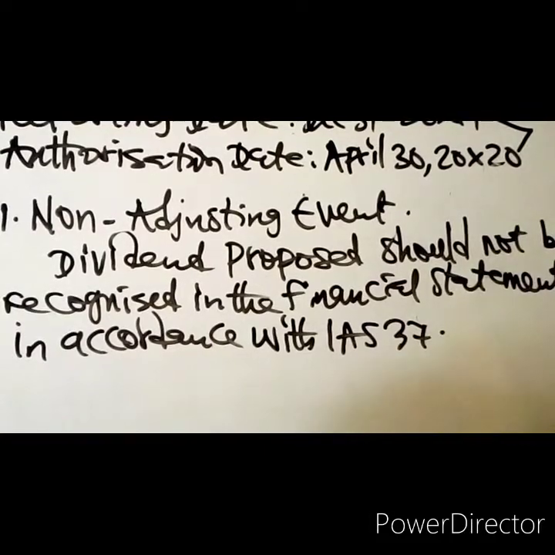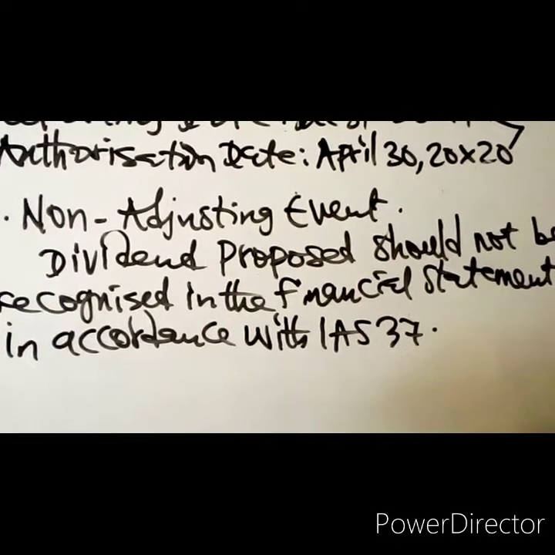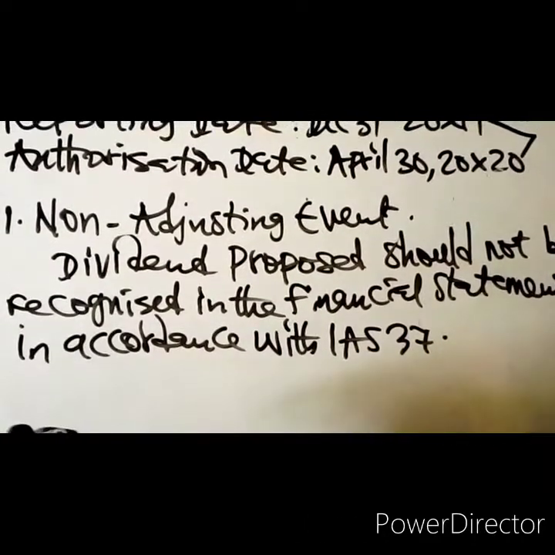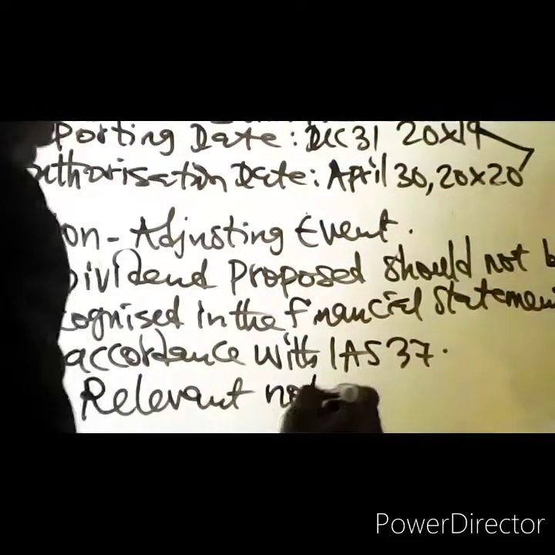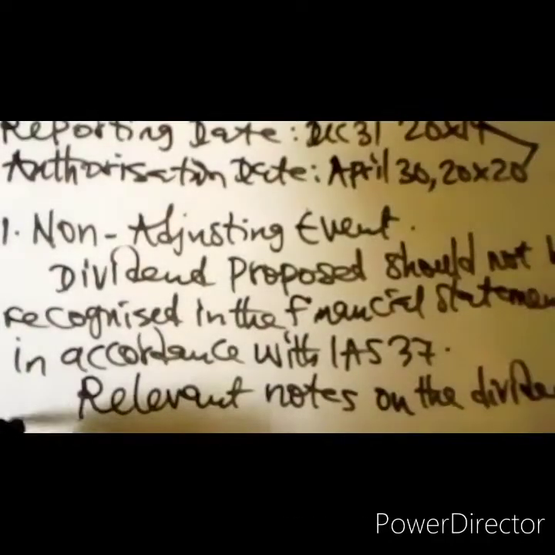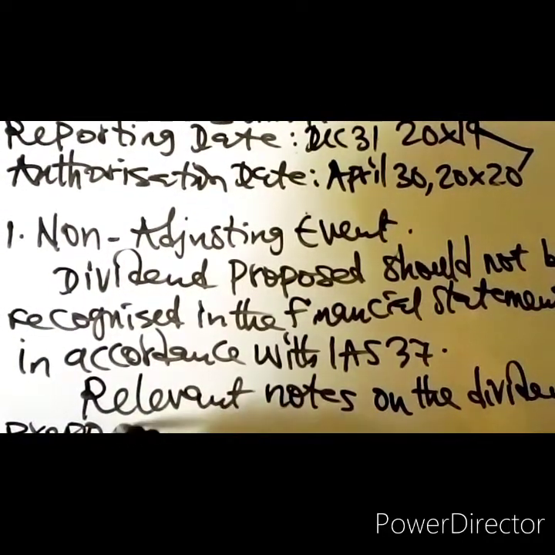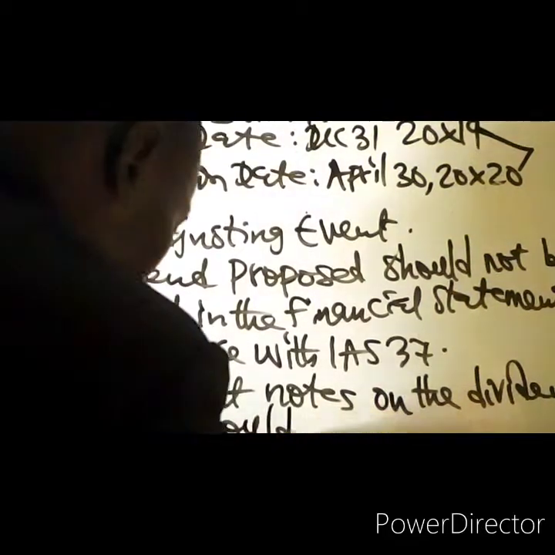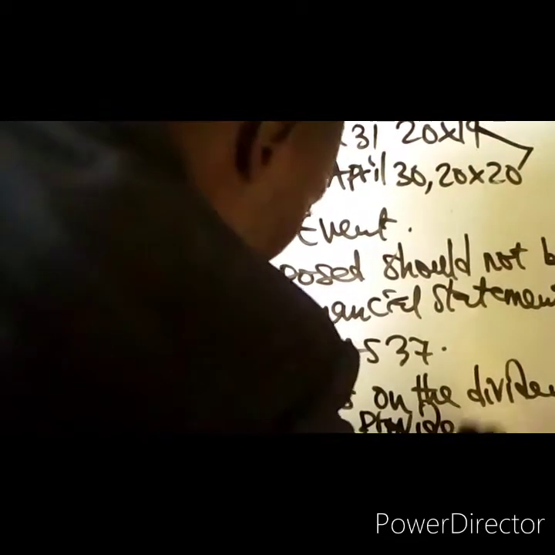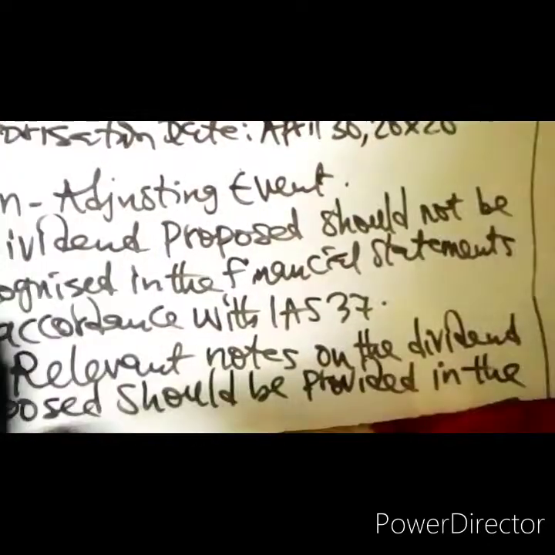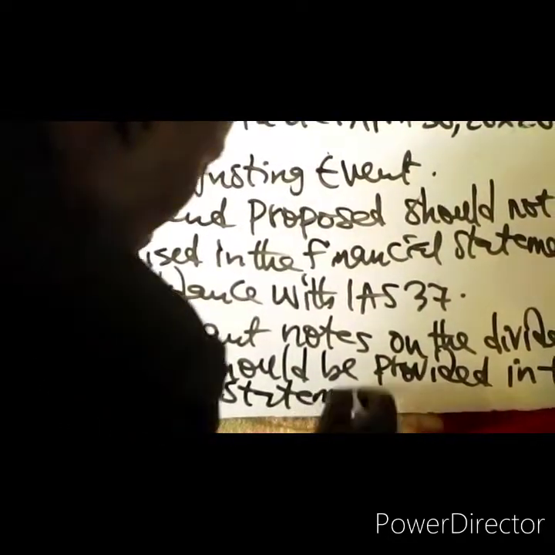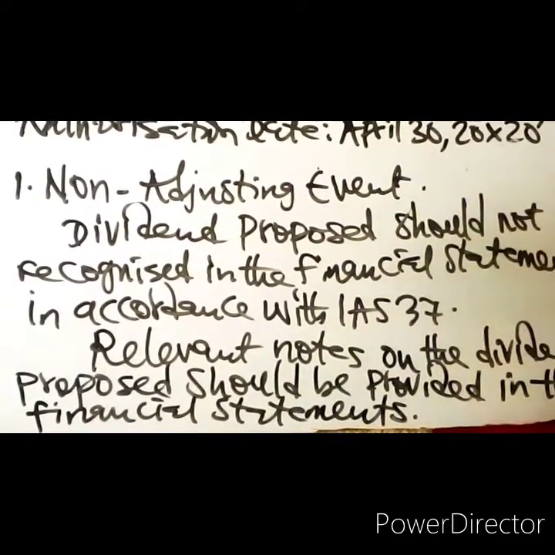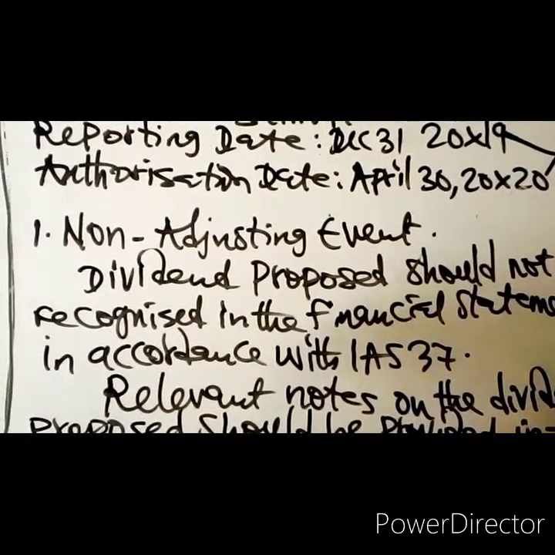So that is for that. A relevant note on the proposed dividend should be provided in the financial statements. So we should provide relevant notes on the dividend proposed in the financial statements. That is note one. Note two.